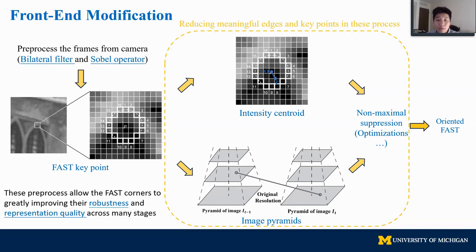However, this process can inadvertently reduce meaningful edges and key points in certain scenarios. To address this, we implement bilateral filtering and the Sobel operator to pre-process the image frames. The bilateral filter smooths the image while preserving edges, mitigating the effect of noise and minor color variance. The Sobel operator then uses the refined image to detect and highlight significant edges, essential for the later localization and mapping stages of ORB-SLAM. This enhancement ensures that the input to the feature detection algorithm is optimized for both accuracy and performance.